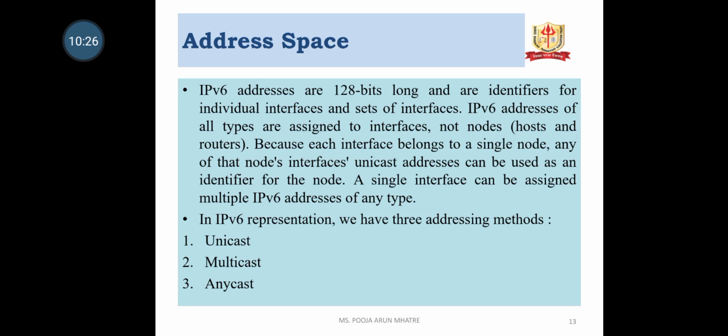Address space. IPv6 addresses are 128 bits long and are identifiers for individual interfaces and sets of interfaces. IPv6 addresses of all types are assigned to interfaces, not nodes. Because each interface belongs to a single node, any of the node's interfaces' unicast addresses can be used as an identifier for the node. A single interface can be assigned multiple IPv6 addresses of any type. In IPv6 representation, we have three addressing methods: unicast, multicast and anycast.